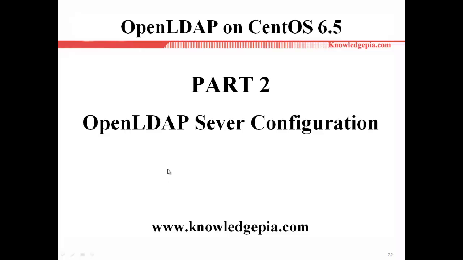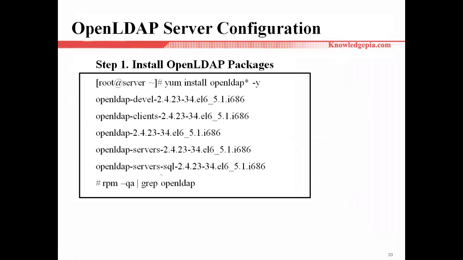Hello everyone. Now let's get started with part 2, OpenLDAP server configuration. Step 1. Install the OpenLDAP packages using this command: yum install openldap* -y. Then your Linux system will install these packages. After the installation, please check the package installation using this command: rpm -qa | grep openldap.